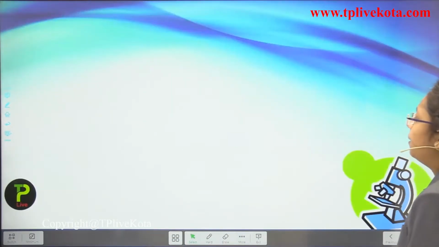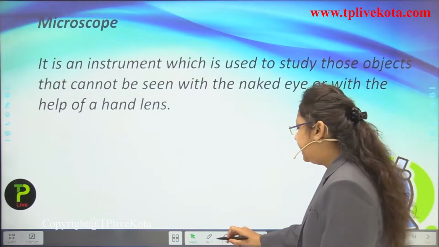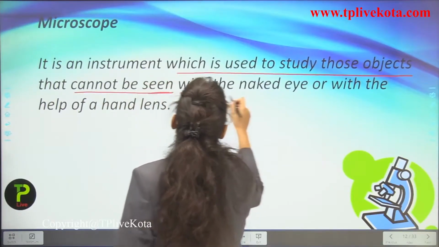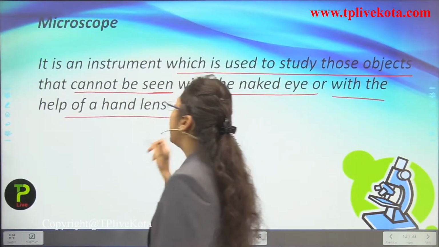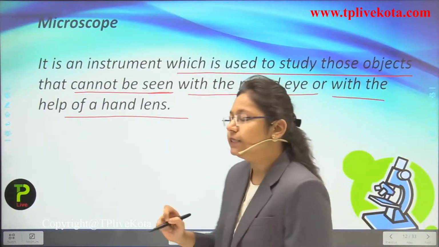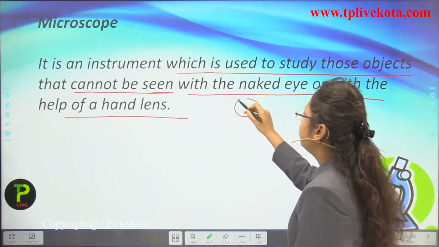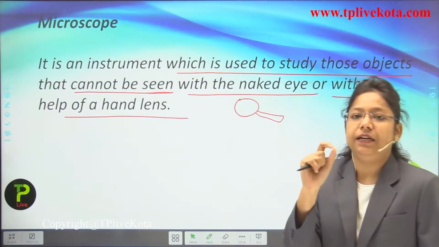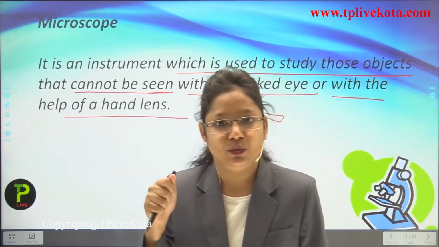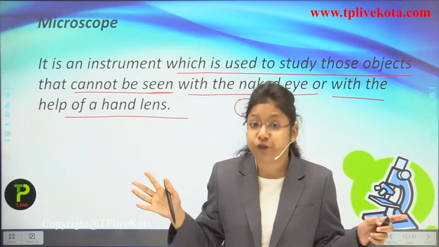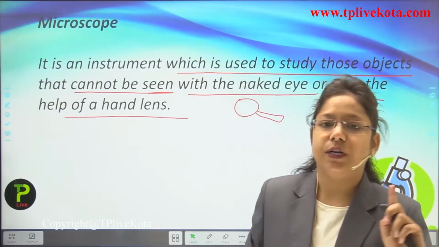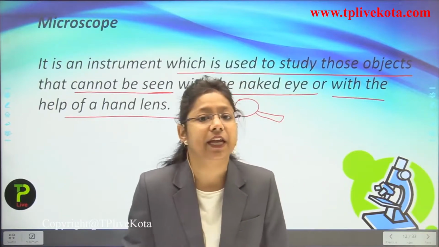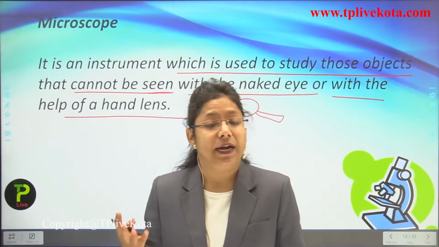Now, let us look at the microscope. It is an instrument which is used to study those objects that cannot be seen with the naked eye or with the help of a hand lens. You can see here, this is a sort of hand lens usually used in your schools to see a very small thing, like a very little word, and then you see it in a broader form. A microscope is an instrument which is used nowadays to see each and every thing which is invisible to our naked eyes.